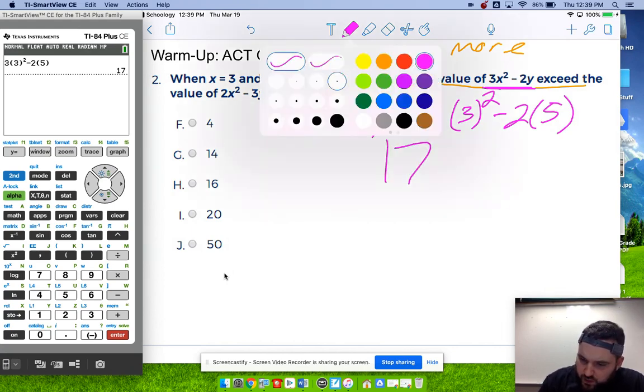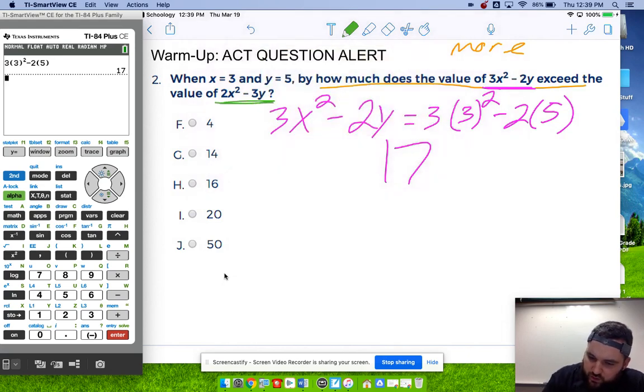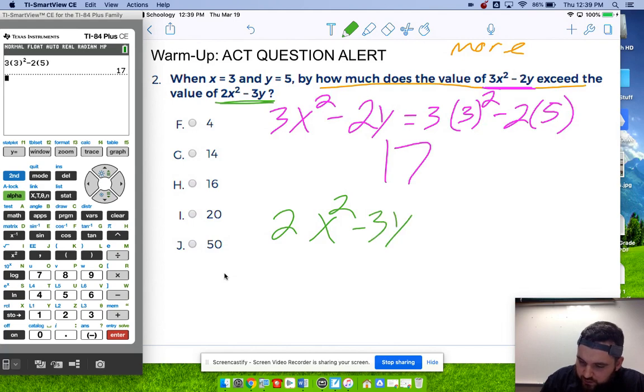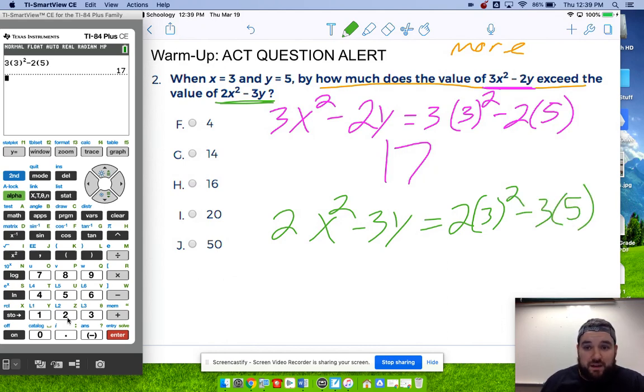That pink is showing up weird on the video. I apologize. So then I'm going to do 2x squared minus 3y. That's better. 2x squared minus 3y is 2 times 3 squared minus 3 times y, which is 5. So if I type that in, 2 times 3 squared, and I'm putting both x and y in parentheses, which is just good practice anytime you're plugging a value in on a calculator. So I end up with 3.